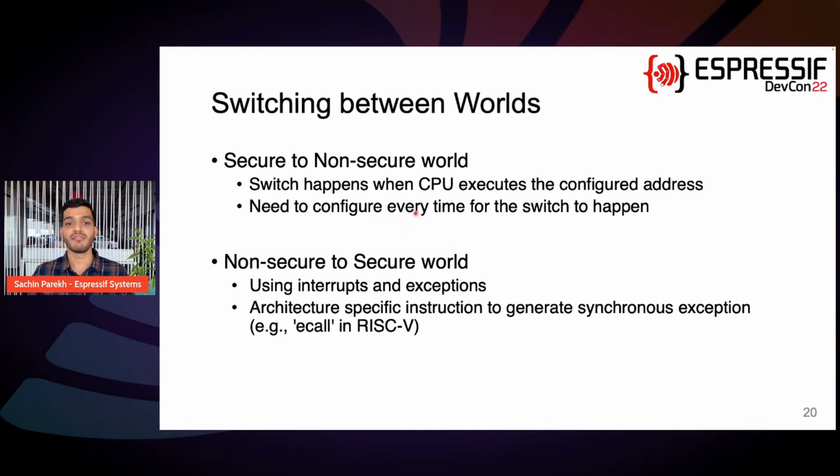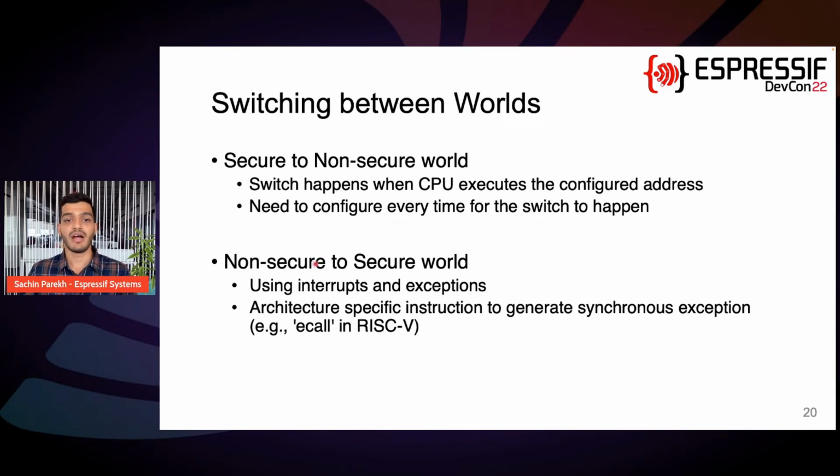For that, we need to configure the registers of the world controller. The world controller consists of a dedicated register, which needs to be configured with the address of an instruction. And once the CPU fetches that instruction, it would switch to the non-secure world. So for example, if you want to execute function foo in the non-secure world, then you need to configure the world controller register with the address of foo. And now whenever the CPU executes function foo, the world will automatically switch. So you need to know the instruction at which the world switch would happen, and you need to configure the world registers every time you want the switch to happen.